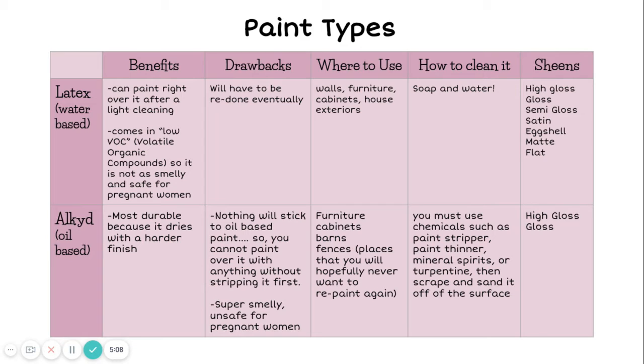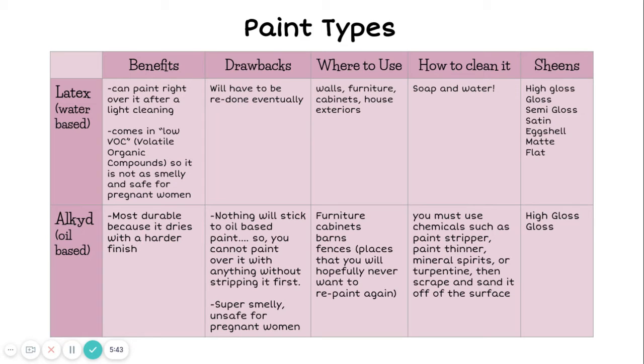Where could you use latex paint? It is the paint that you put on walls, definitely. You can put it on furniture, you can put it on cabinets, and you can put it on house exteriors. You'll see when we talk about alkyd that it also says you can put it on furniture and cabinets, and I will explain that. Usually you're going to choose to put latex paint on your house exterior though, because usually people want to change the exterior of their house at some point. And with latex paint, you can paint over that.